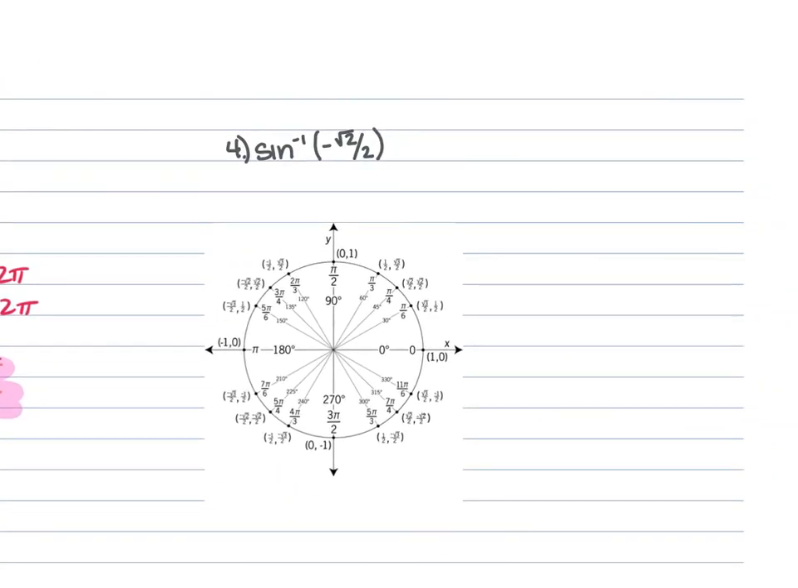For 4, we have inverse sine of negative square root 2 over 2. So y is negative square root 2 over 2. If we look here, your y is negative square root 2 over 2 here, as well as here. So we're going to have 5 pi over 4 plus 2 pi times n, as well as 7 pi over 4 plus 2 pi times n.